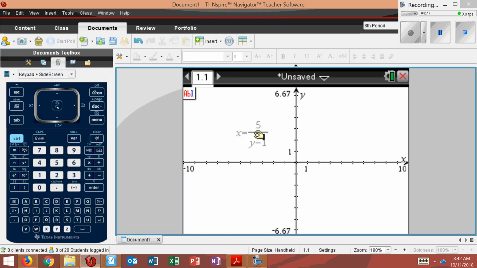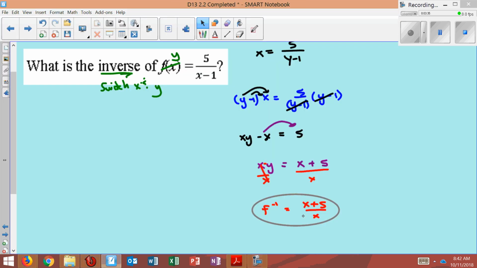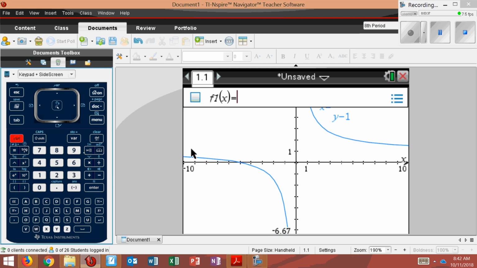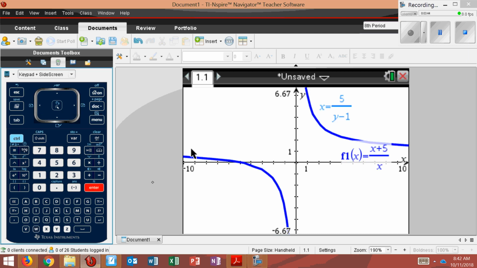Now nothing happens right away. That's because you have to drag this to an axis. Once I drag it, now that's the image of the inverse. This is what the image should look like. So if I was on a multiple choice test, I could just graph my different equations that they give me and see which one turns out to be the correct answer. In this case, we're saying it should be x plus 5 over x. So I'll type in x plus 5 over x. Hit enter. Notice my graphs are a perfect match of one another, so we did in fact do it correctly.